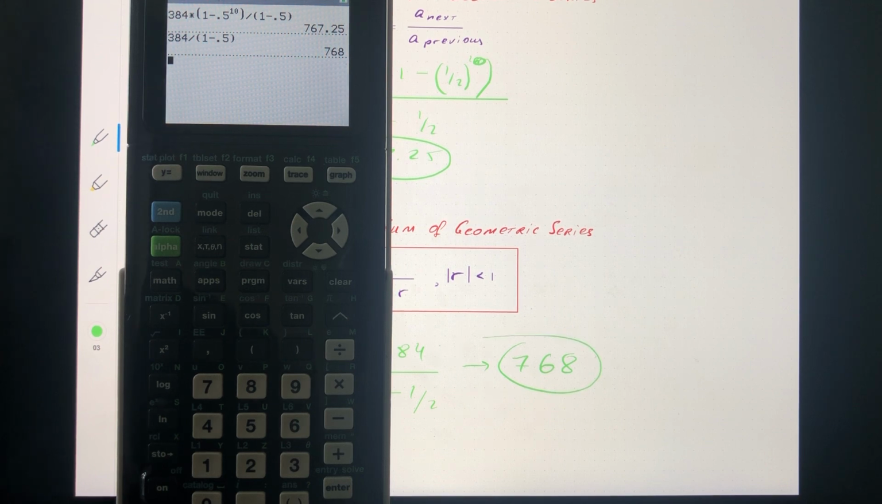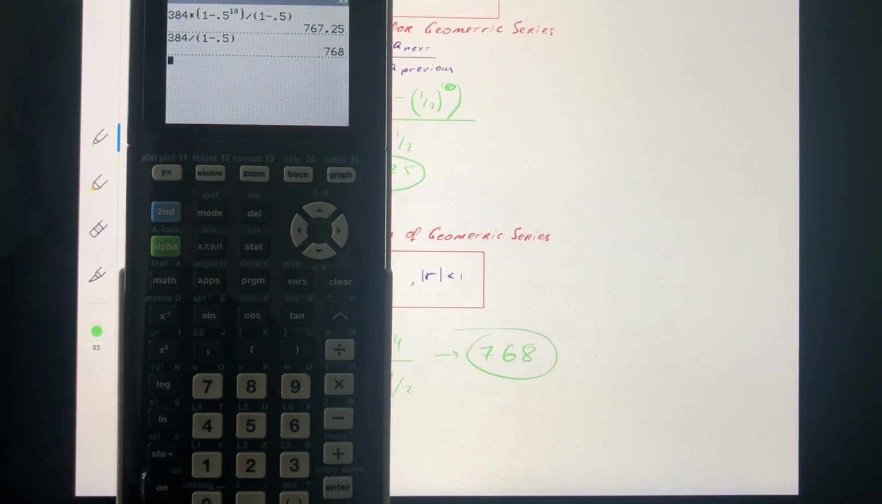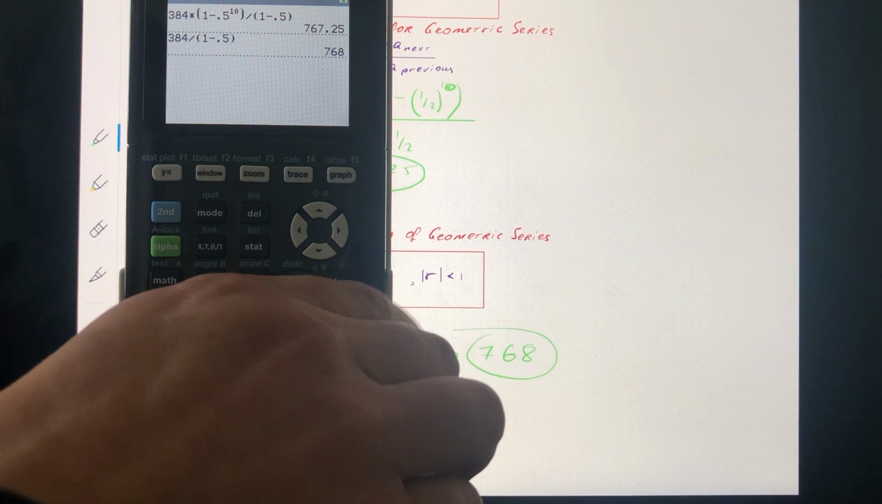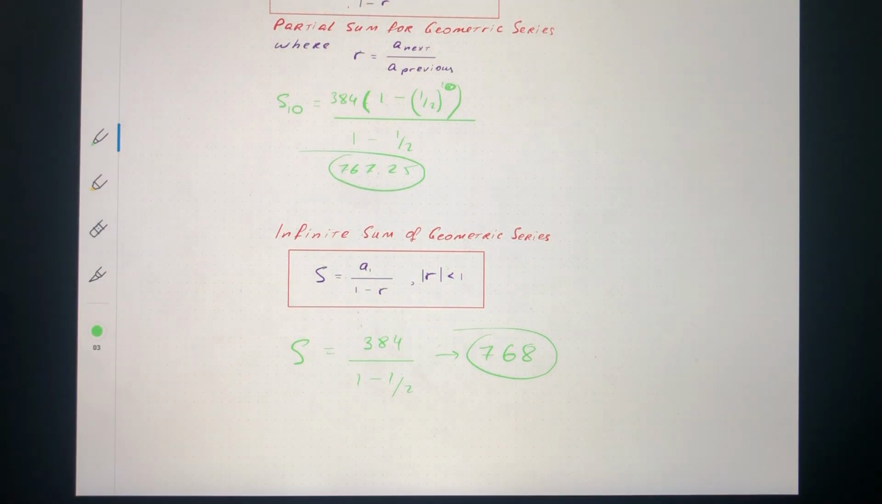And that's it for how to find the sum of arithmetic and geometric series.